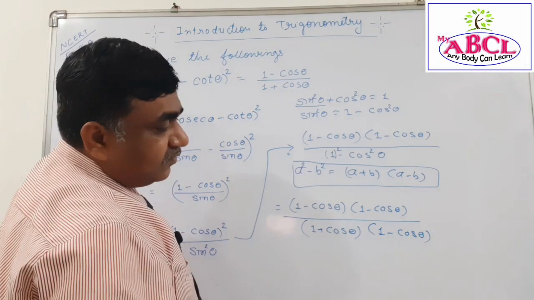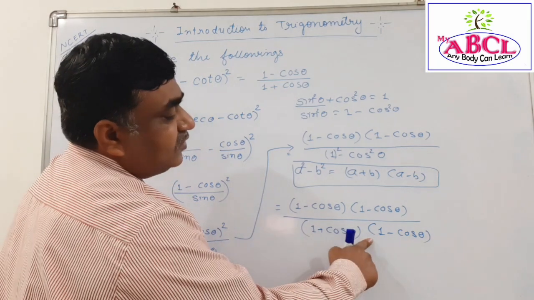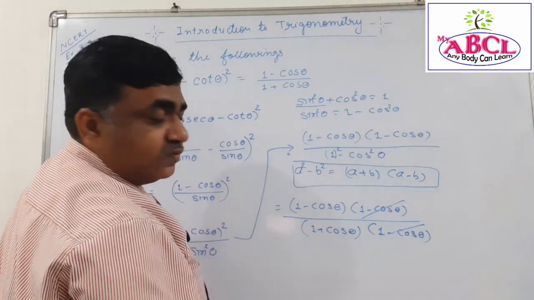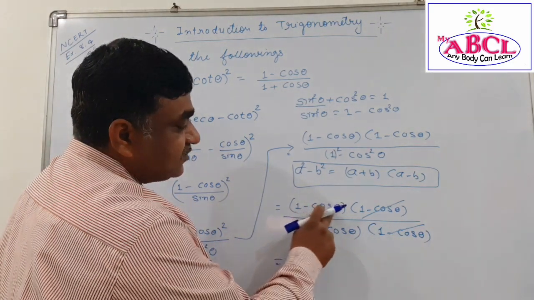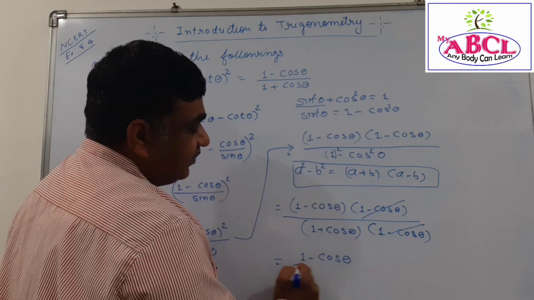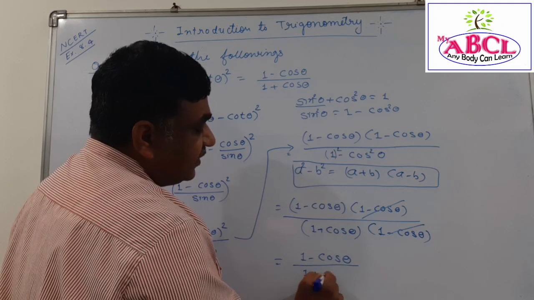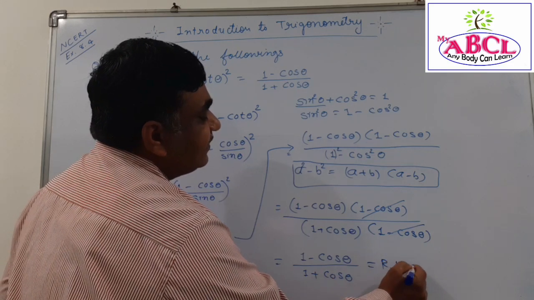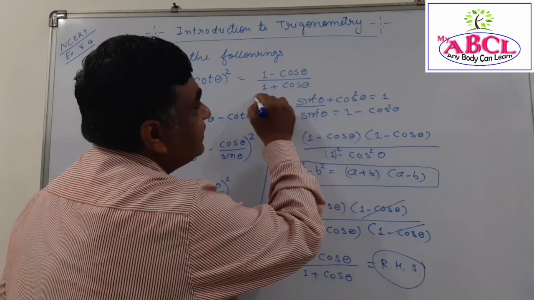Okay, so what can we do now? We can nullify this common factor. What is remaining? 1 minus cos theta in the numerator and in the denominator 1 plus cos theta, which is my right hand side. Check it. Is it so? Yes, it is so.